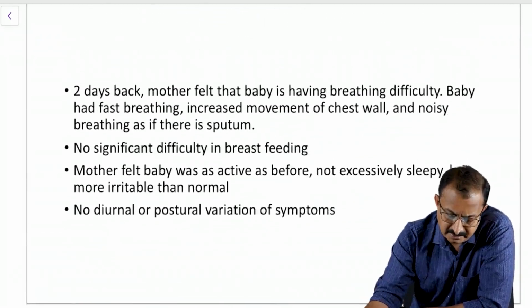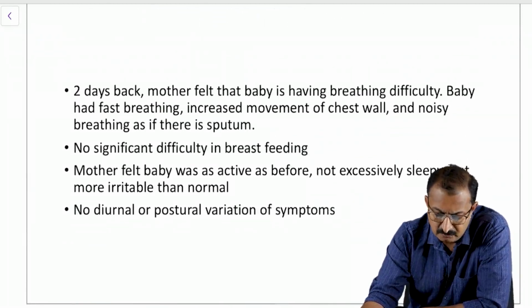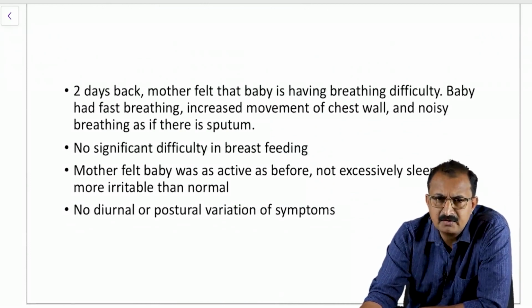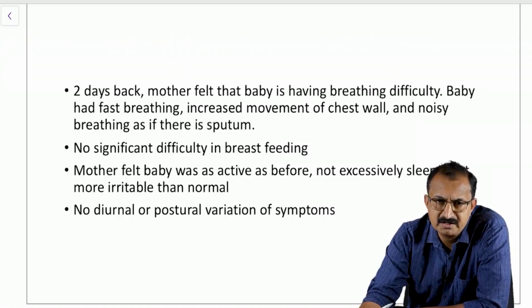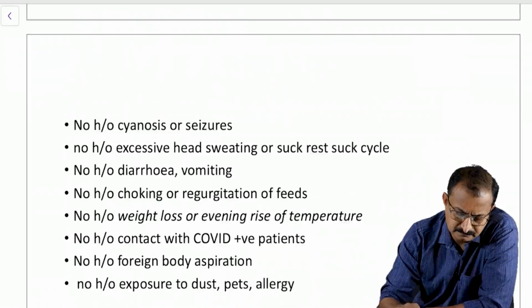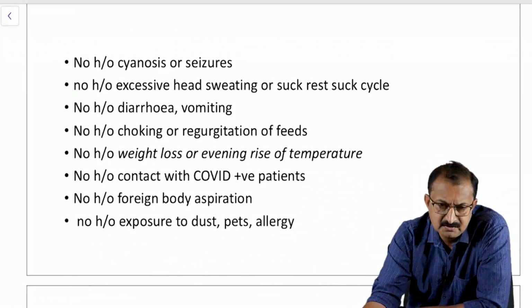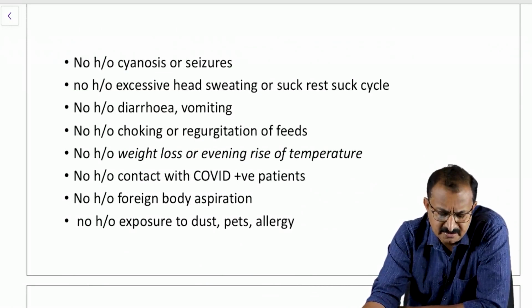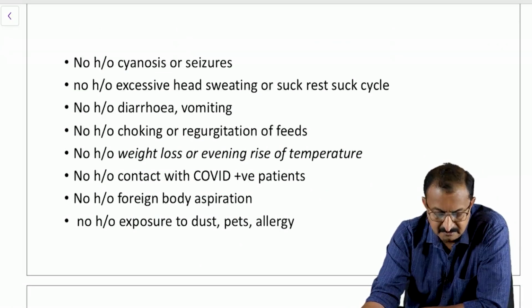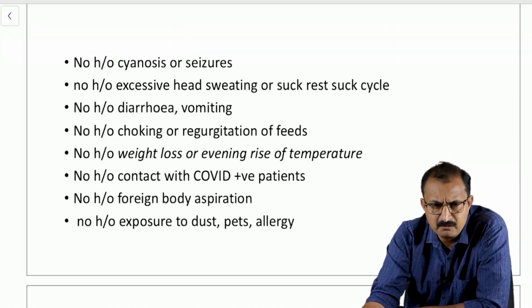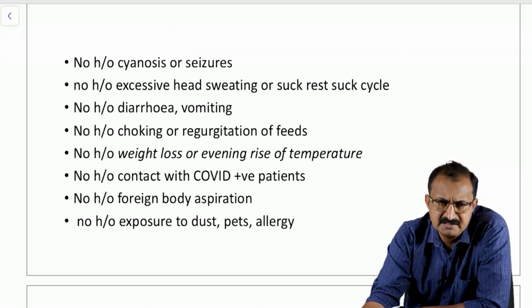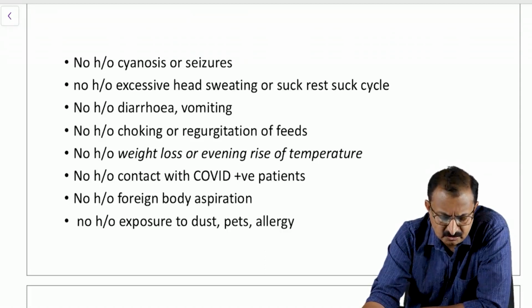And here it is mentioned there is no history of diurnal or postural variation of symptoms. In bronchial asthma, usually you get a diurnal variation. The symptoms are more in the early morning hours or in the night hours. No history of cyanosis or seizures. So in severe cases of bronchiolitis, you can get cyanosis. In cardiac problems also you can have cyanosis. Seizures, in hypoxia, the baby can develop seizure or abnormal posturing, which is not there in this case.